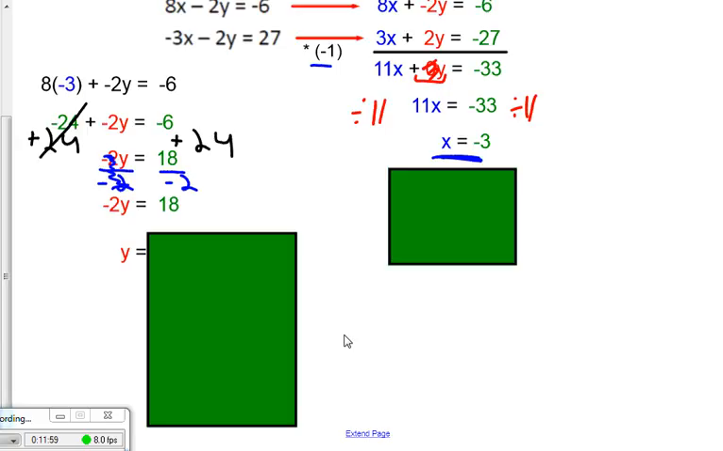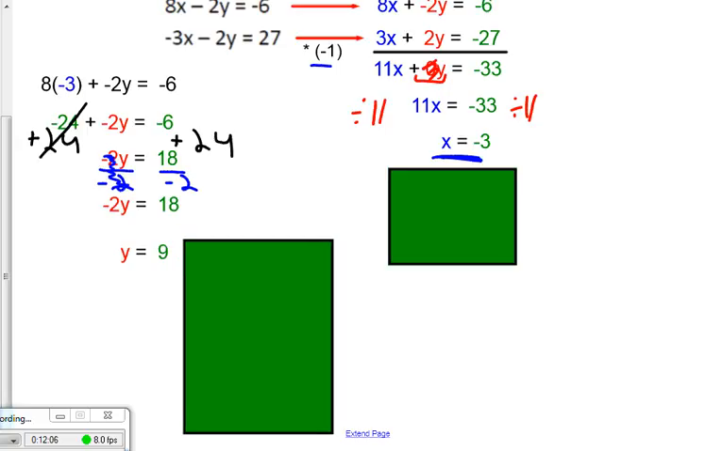18 divided by negative 2, well, a positive divided by a negative is going to be negative. 18 divided by 2 is 9, so y equals negative 9. Putting everything together then, we would say the solution is at negative 3, negative 9.